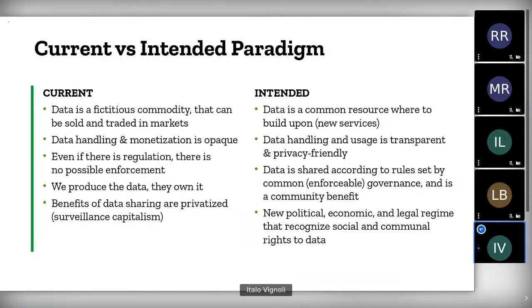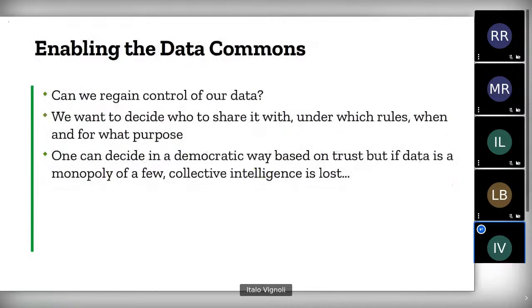The intended paradigm should be exactly the opposite. Should be that we know who is creating the data, we know how he is sharing the data, we know how the data that are shared are formatted, and we know how the data that are shared are managed in order to guarantee security and privacy. Can we go back? Can we regain control of our data?